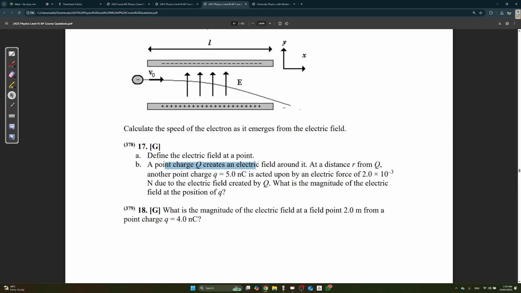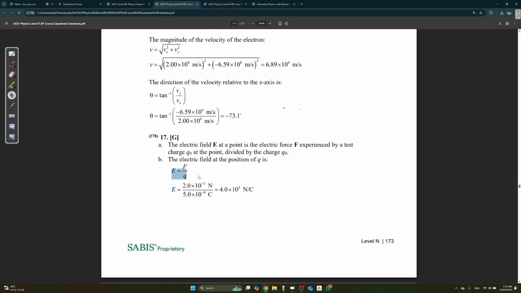Another point charge Q creates an electric field at a distance r from Q. Another point charge Q is equal to 5 nanocoulomb, acted upon by an electric force of 2 times 10 to the minus 3 due to the electric field created by Q. What is the magnitude of the electric field at the position of Q? There's a lot of wording here. Just focus on what they are asking for: the magnitude of the electric field. How do you find the electric field if they gave you the force and the charge? It's very simple: F over Q. So you just divide. Very easy.